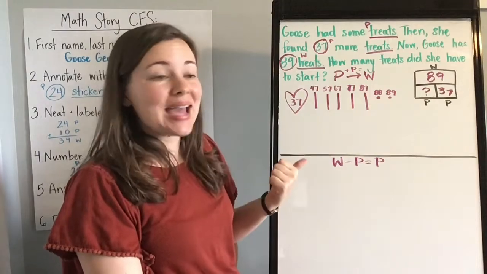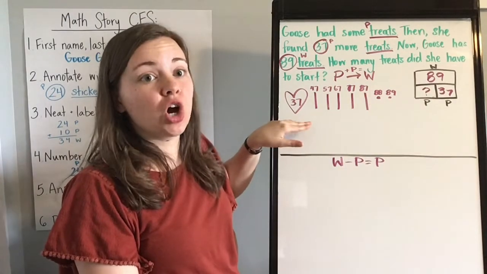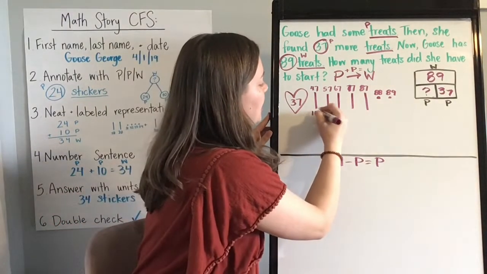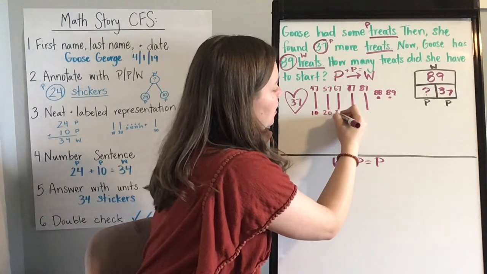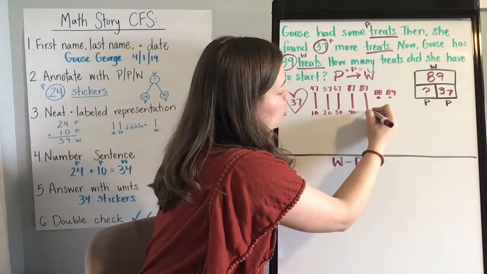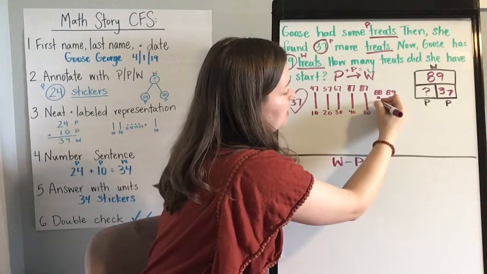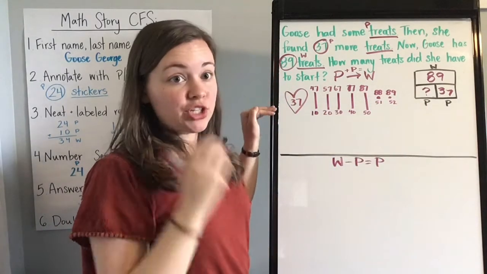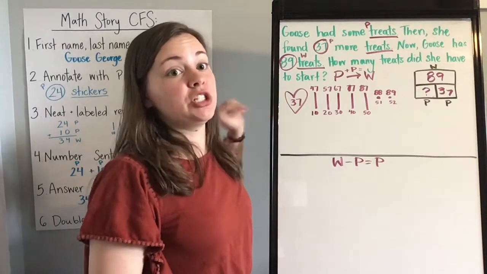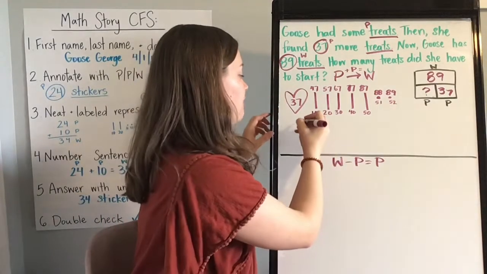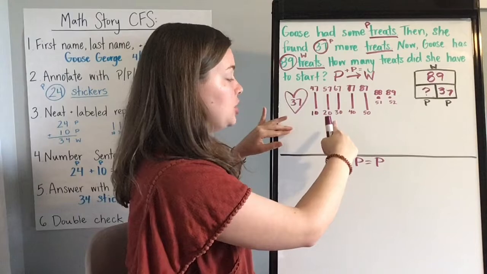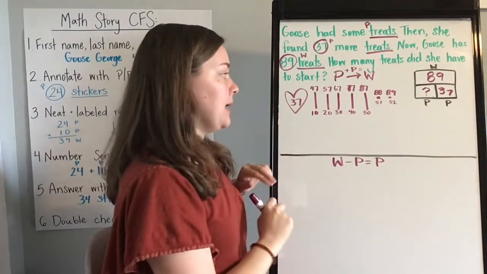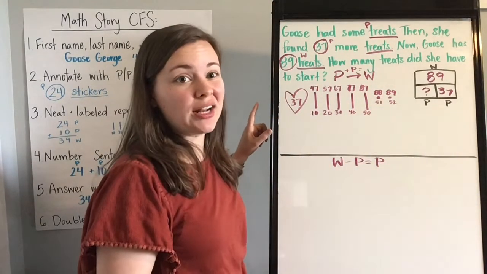I'm going to go back to add my next set of labels to show how many I added on. 10, 20, 30, 40, 50, 51, 52. So this strategy told me that my missing part was 52. I said, okay, if I have 37 plus 52, I will get to 89. But I should try a second strategy to double check.